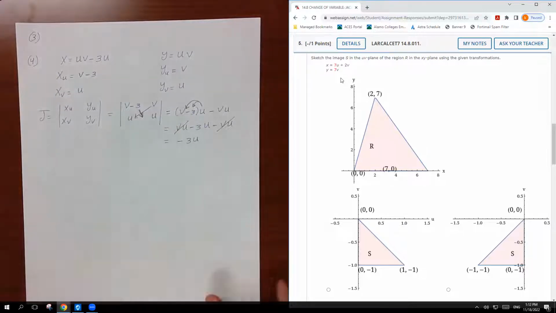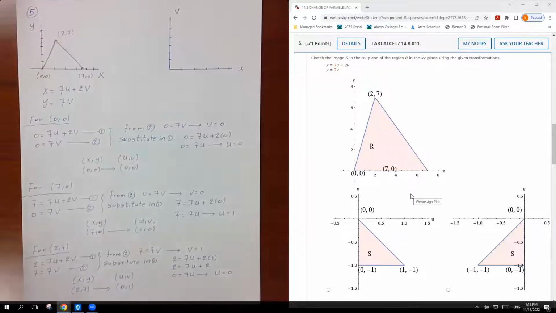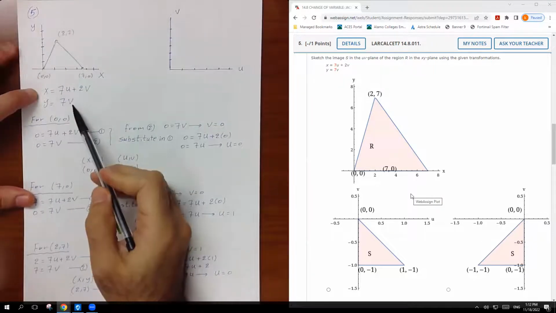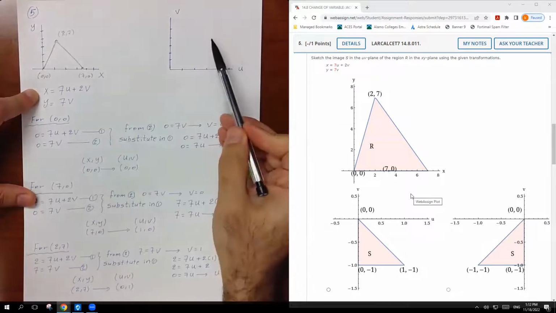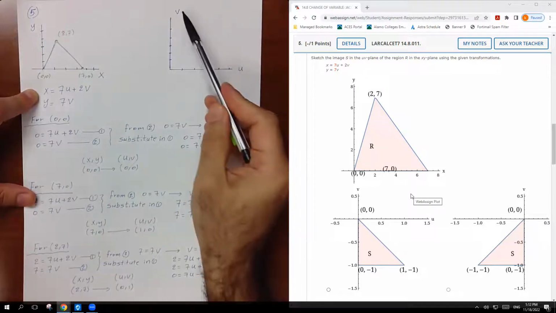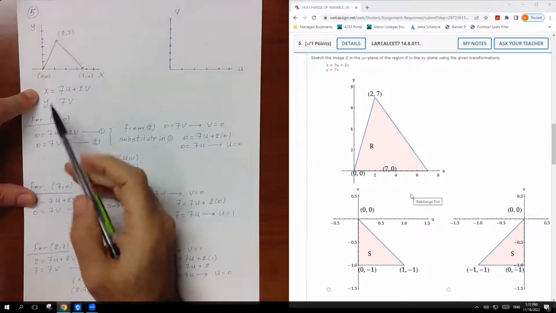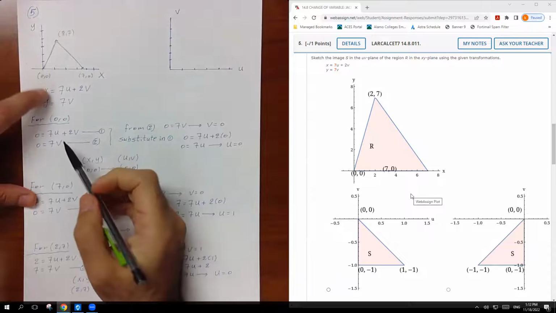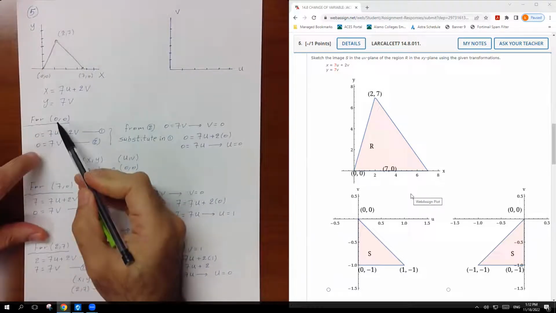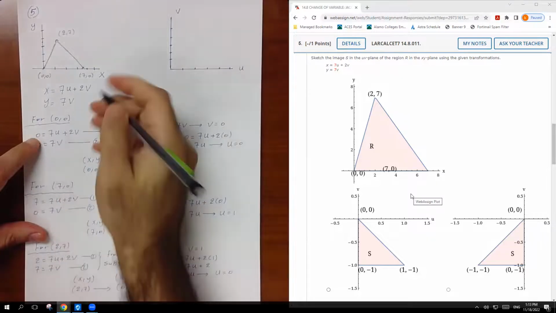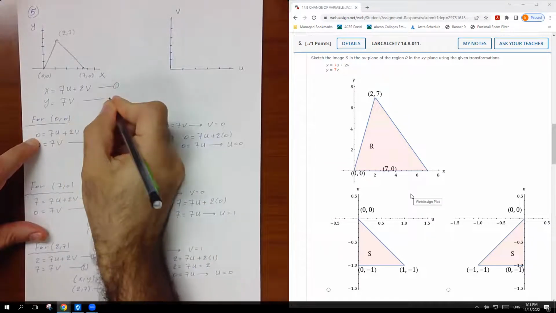So let's check how we're going to solve this example. Here's number 5. I did the graph here. I have these 3 points, and I have these 2 equations. I need to get the new graph on the UV plane, converting it from the XY plane to the UV plane by using these 2 equations. The first point is 0, 0. So let's plug in these 2 points here. That means 0 equals 7u. I'm going to consider this the first equation, and this the second one.